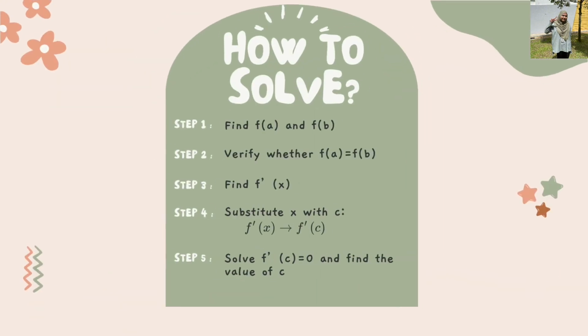There's 5 steps on how to solve Rolle's theorem question. Step 1. Find f(a) and f(b). Step 2. Verify whether f(a) equal to f(b). Step 3. Find f'(x). Step 4. Substitute x with c. Step 5. Solve f'(c) equal to 0 and find the value of c.